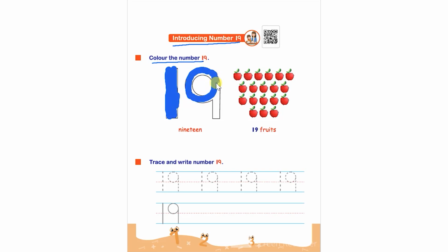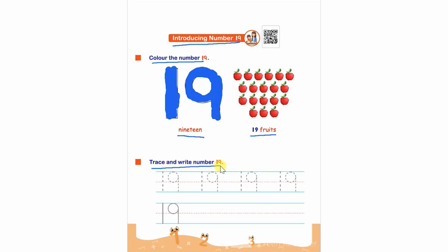So they have to color it like this and after that they have to read the number 19 in words which is given over here, and here there are 19 fruits which are given. So please ask them to count the number of fruits over here.